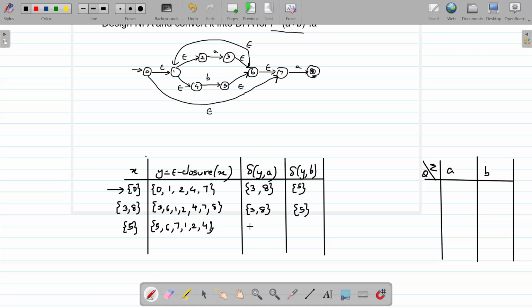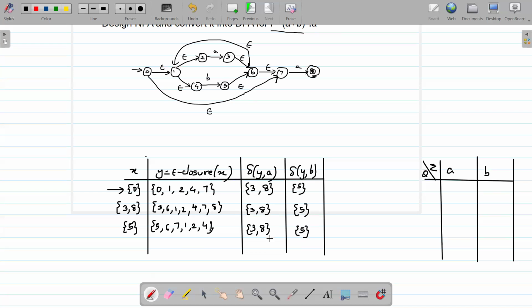Again, transition on getting A as the input. Again, the trick. Check for the states 2 and 7. If they are present, yes, 2 and 7 are present. So we'll get the same combination 3, comma 8. Then we have 4 also. So 5 also we will get. So we are getting 3, comma 8 and 5. So these many states we are getting. No new state gets generated.